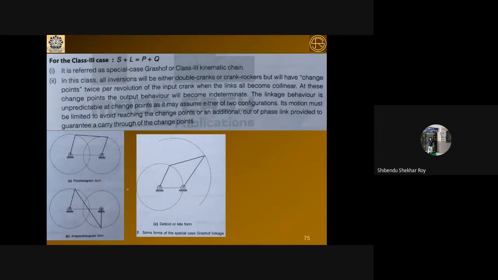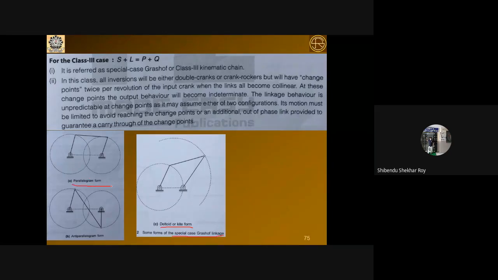Now, the last one is the Grashof linkage of class 3 kinematic chain, where the equality condition is satisfied: S plus L equals P plus Q. This is a special Grashof mechanism where you will get the parallelogram mechanism, or you can get a kite kind of mechanism, called the deltoid or the kite form. So these are the two special Grashof linkages.